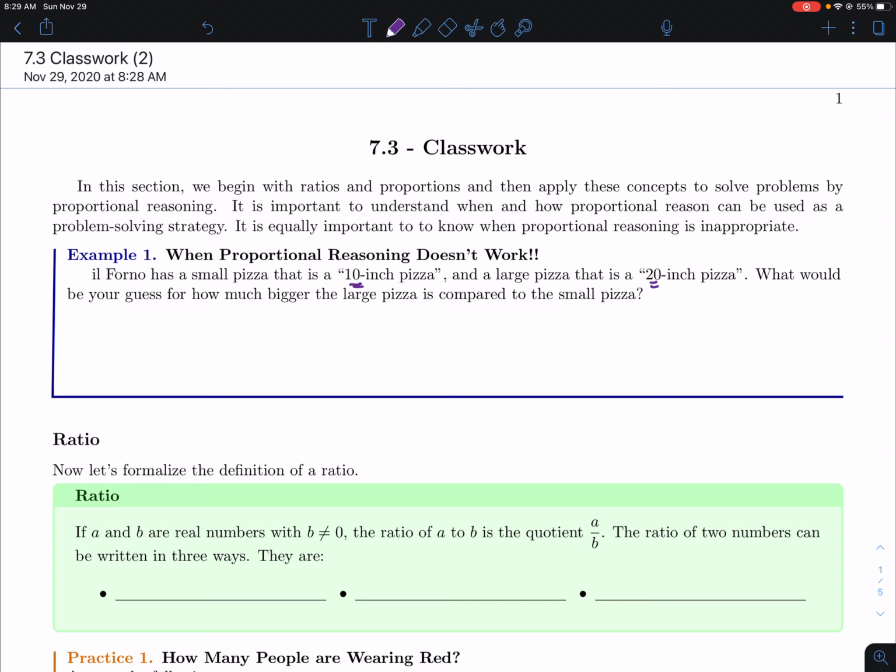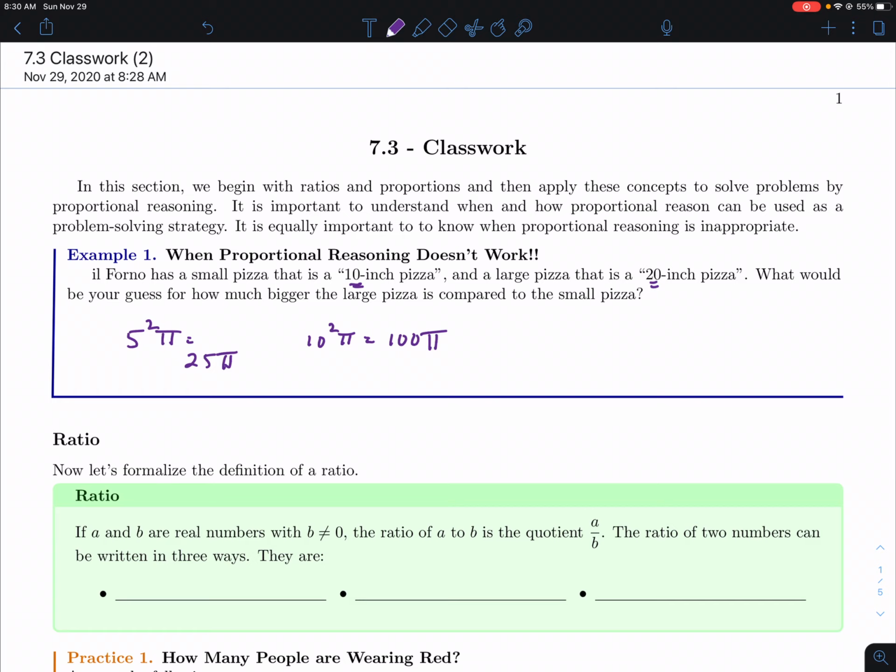What you have to be careful of with proportions is that in this case we're talking about the area. If we look at the area of each, a 10-inch pizza would have a radius of 5, so it'd be 5 squared times pi. The 20-inch pizza would have a 10-inch radius, so it'd be 10 squared times pi. So we get 25 pi and 100 pi.